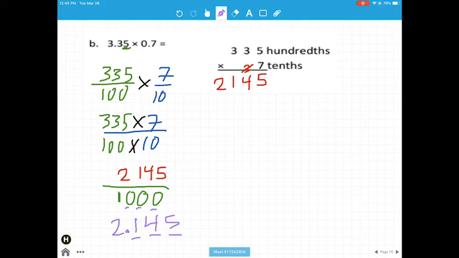Any questions? Of course, I can't answer them right now. You can go to Class Dojo if you need to send me a message. Today I'm kind of busy, but hopefully I can get to it. And I'll move on to the next problem.